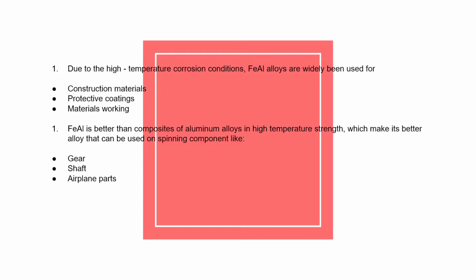Iron aluminium also is better compared to other composites of aluminium alloy in terms of high temperature strength. Therefore, it makes iron aluminium alloy a better alloy for use in spinning components such as gears, shafts, and airplane parts.